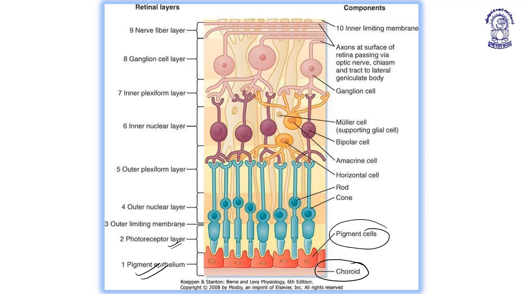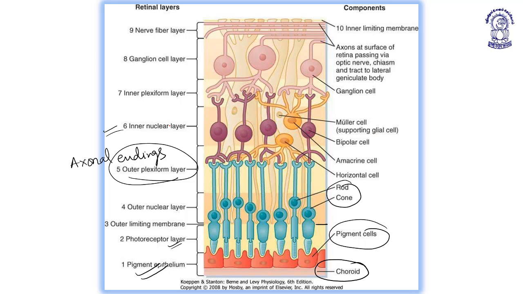This is the outer limiting membrane. Then the outer nuclear layer. This outer nuclear layer basically consists of rod and cone cells, their cell bodies. Then the outer plexiform layer, which contains the axonal parts, the axonal endings.